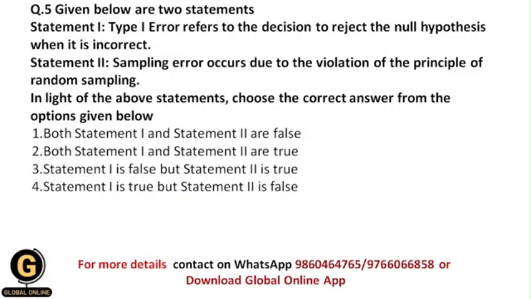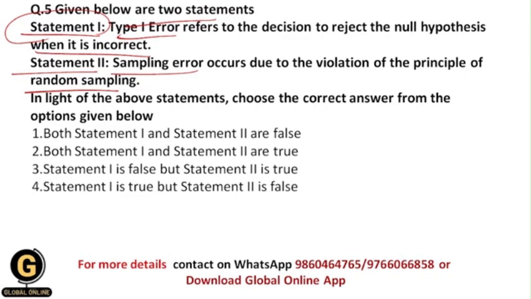Next, given below are two statements. Here as well you have been given two statements, statement 1 and 2, and we need to identify which of these statements are correct. Now let us see statement 1: Type 1 error refers to the decision to reject the null hypothesis when it is incorrect. And statement 2: Sampling error occurs due to the violation of the principle of random sampling.